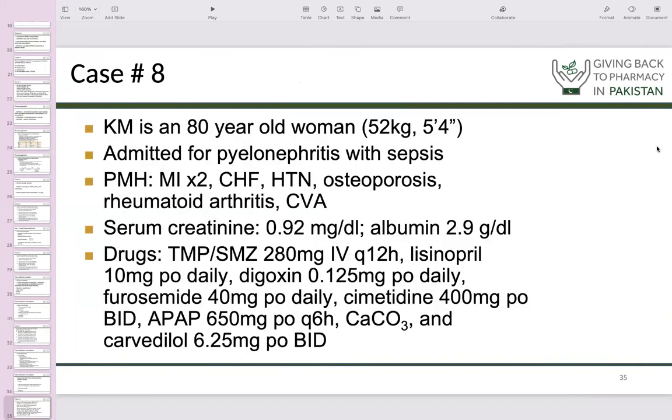So moving on to another case. KM is an 80-year-old woman, 52 kg, 5 feet 4 inches in height, and she is admitted for pyelonephritis with sepsis, past medical history of myocardial infarction, CHF, HTN, osteoporosis, RA, and CVA. Her serum creatinine is 0.92 milligram per deciliter, which we know is in the normal range. Her albumin is 2.9 gram per deciliter, which is a bit low. So she's on Septran 280 milligram IV every 12 hours, lisinopril 10 mg, digoxin 0.125 daily, Lasix 40 mg daily, cimetidine 400 BID, acetaminophen 650 Q6, calcium carbonate, and carvedilol 6.25 PO BID.